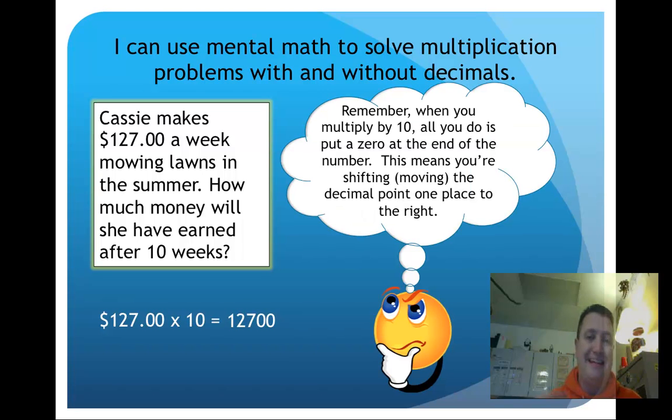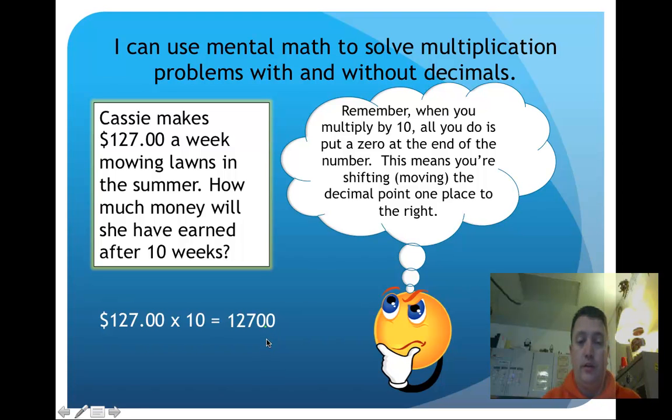I'm putting this number here with all these zeros because when we multiply by 10, all you do is put a 0 at the end of the number, and what this means is you're shifting or moving the decimal point one place to the right. So in this place, the decimal point is here. When I move over here, it's going to shift from here to here. So there's my decimal point.